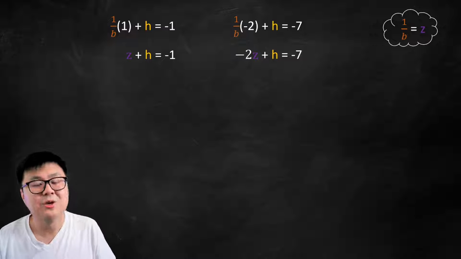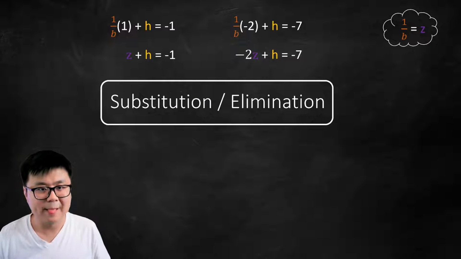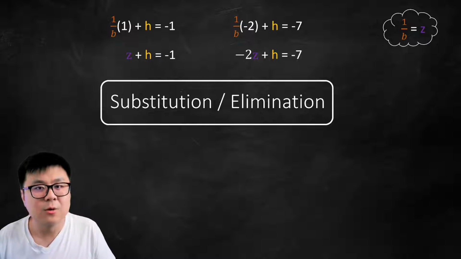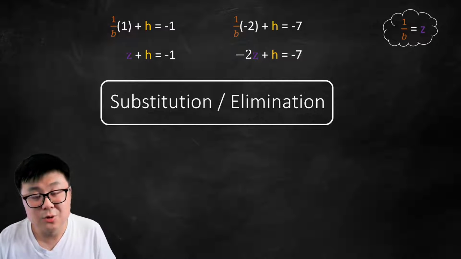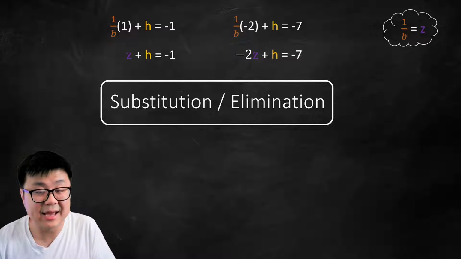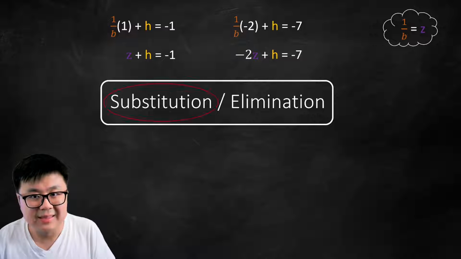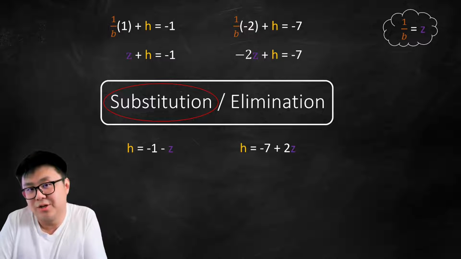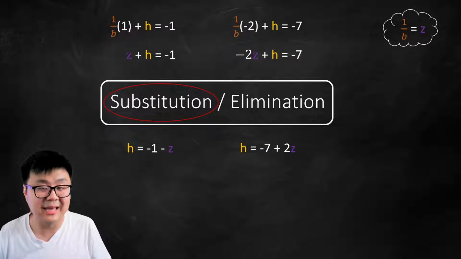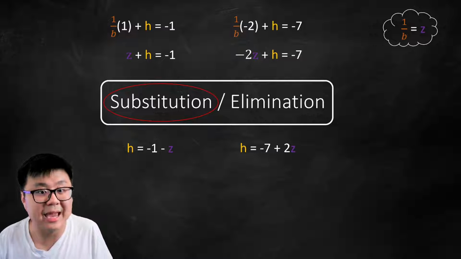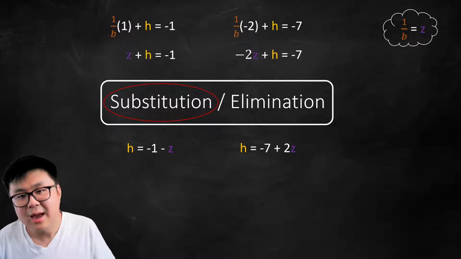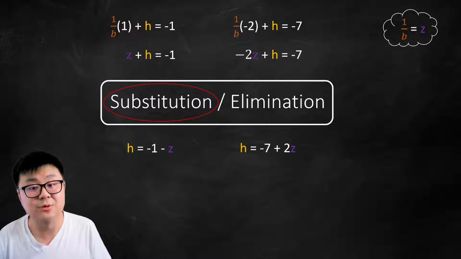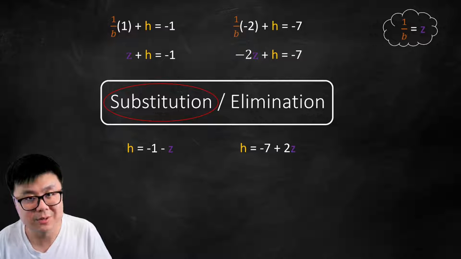At this point, you have 2 options to solve. You can use the substitution or elimination method. For this case, we'll use substitution. To do substitution, you have to isolate a letter in an equation. In this case, we can isolate h, for example, and I'll do it in both equations, although you don't need to do that. I've isolated h in the left equation to make it look like h equals -1 minus z, and I've also isolated h in the right-hand equation to make it look like h equals -7 plus 2z.